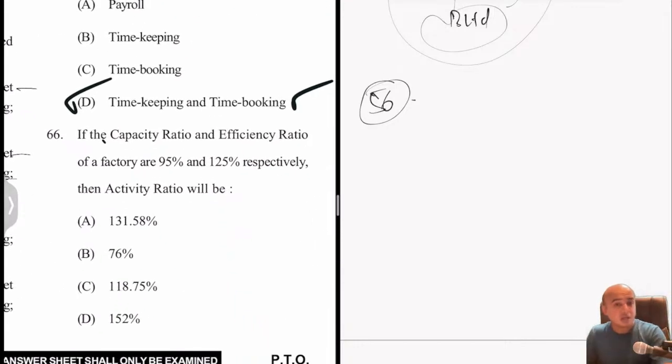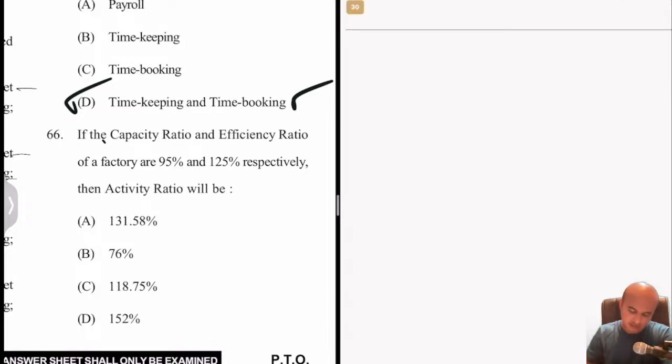Next. Oh my goodness, finally we have a practical question. Thank goodness. Question number 66. If the capacity ratio and efficiency ratio of a factory are 95% and 125% respectively, then the activity ratio will be dash. Easy actually, but let's do this. Question number 66. Here they have asked the activity ratio.